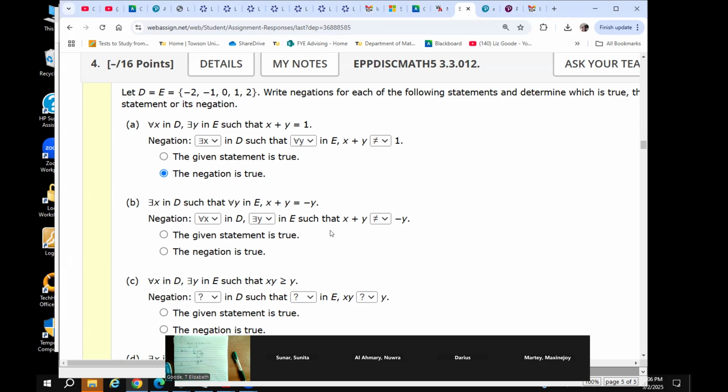Okay, so now this one just says, the original is, does there exist an X? Now, the thing about this is the existence comes first. We have to find an X that works for every single Y to make X plus Y equal to -Y. Holy cow. Could there be a single X that would work for every Y to make X plus Y equal to -Y?